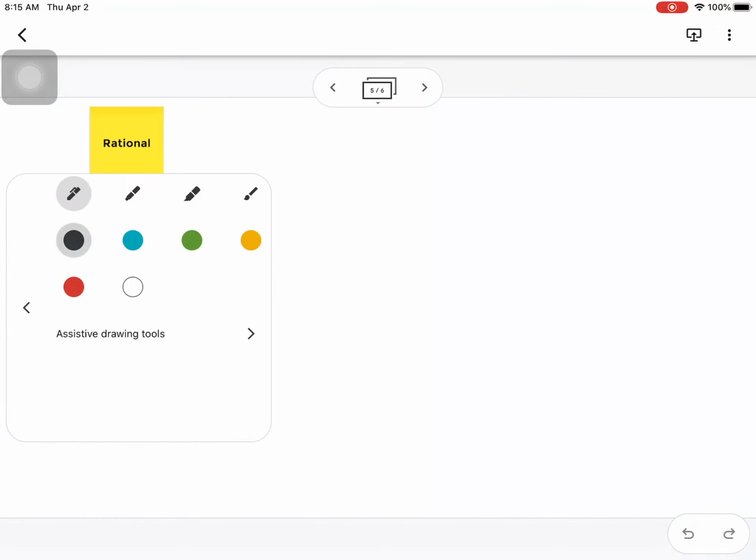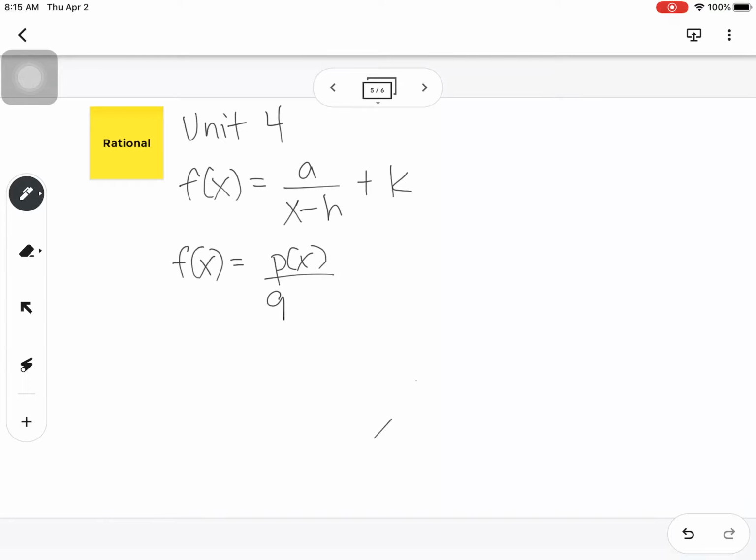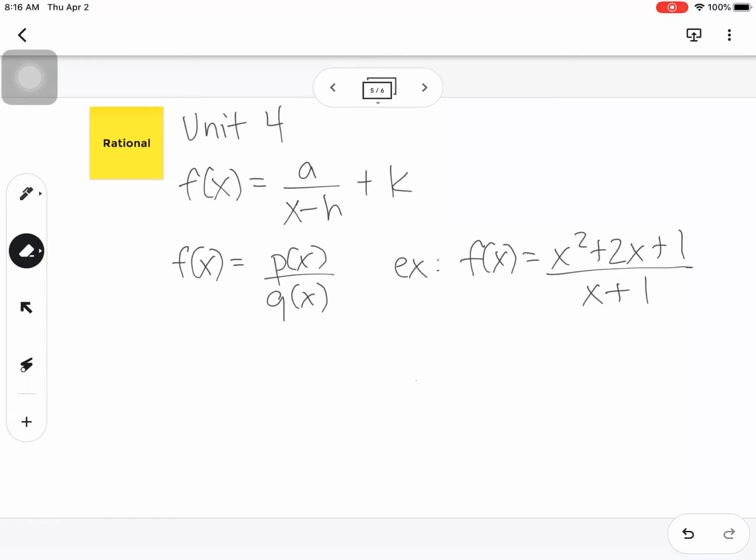Then in Unit 4, we talked specifically about rational functions, and I gave you the equations 2 different ways. Your equations sometimes had those a, h, and k, and at other times was just 2 polynomials on top of each other, so some p of x over q of x. So for example, you might have x squared plus 2x plus 1 over x plus 1. That would be the second form, where you have just 2 polynomials with variables to a power written on top of each other.